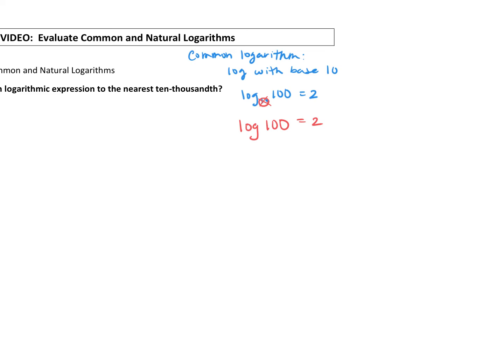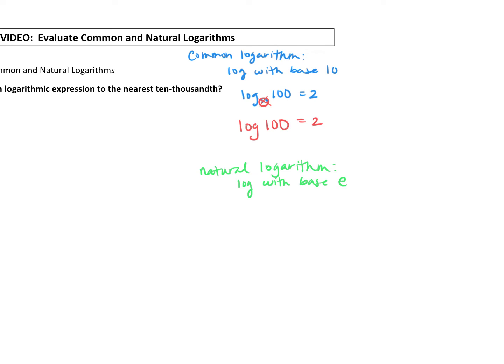A natural logarithm is a special type of logarithm. It gets its own name. A natural logarithm is a log with base e. You guys remember we learned about e in this unit. It's so common that we get to call it a natural logarithm.